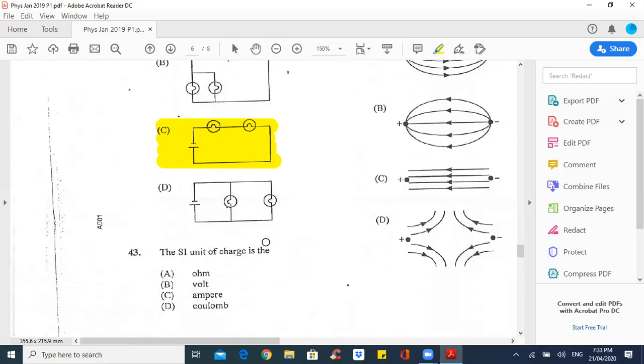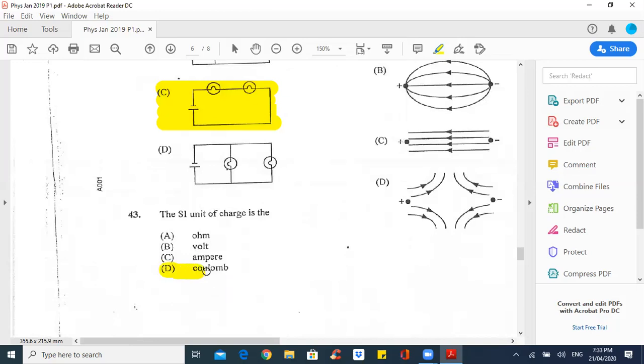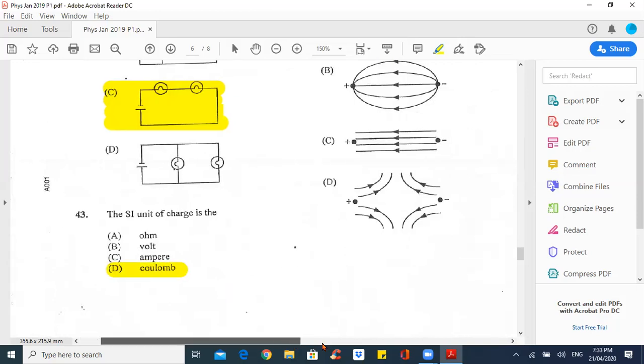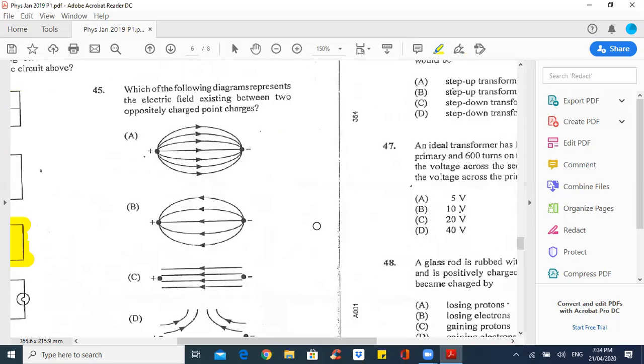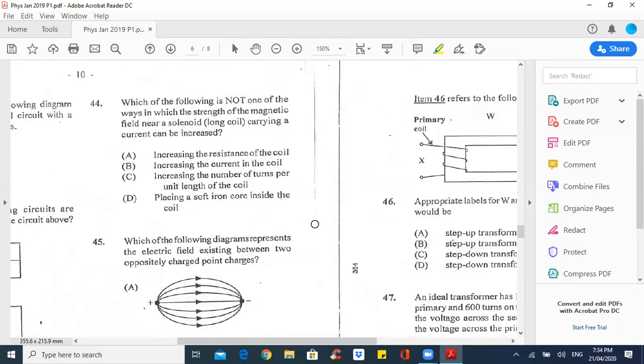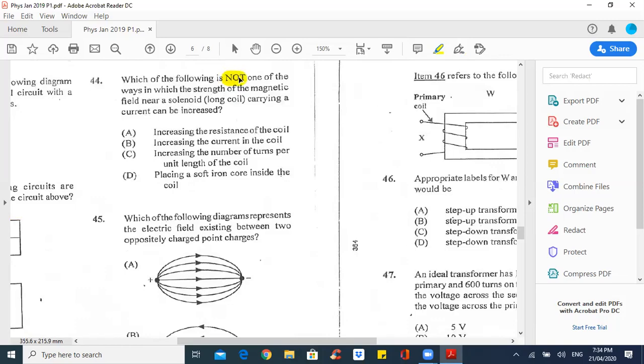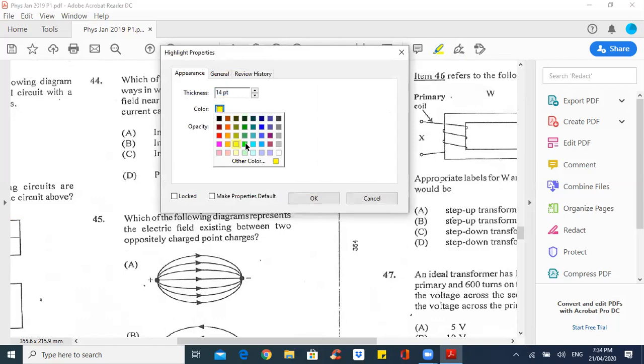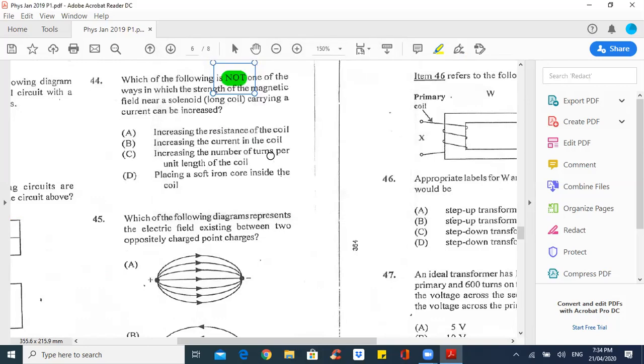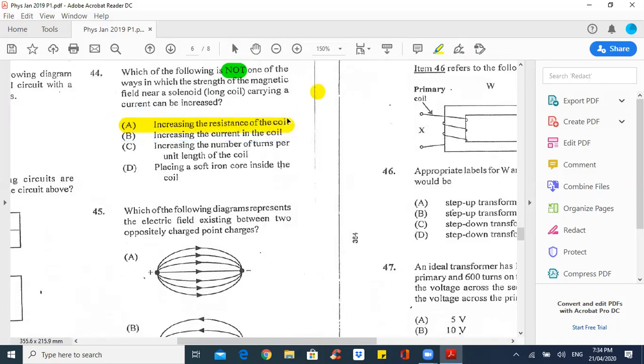Good. The SI unit for charge is coulomb, because Q, the unit for that is coulomb. Number 44. They ask us here, which of the following is not? The keyword is "not" here. I'm going to highlight that. One of the ways in which the strength of the electromagnet increases that is not correct is A, by increasing the resistance of the coil. If you increase the resistance of the coil, it's going to be difficult for you to get more current to flow. It will become more hot. So the answer is A.